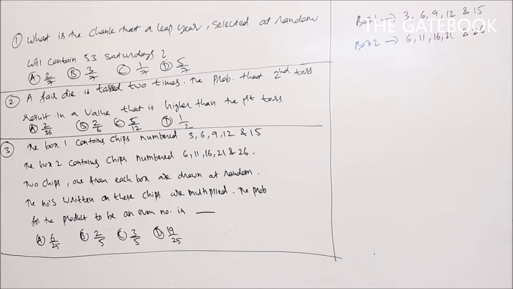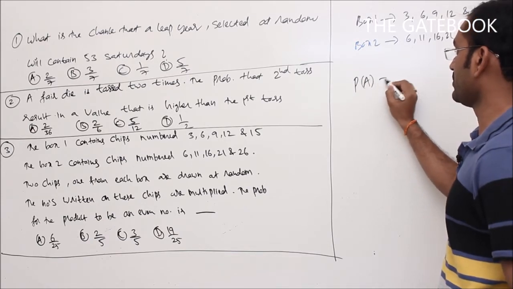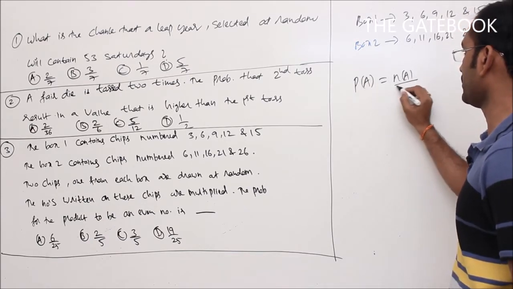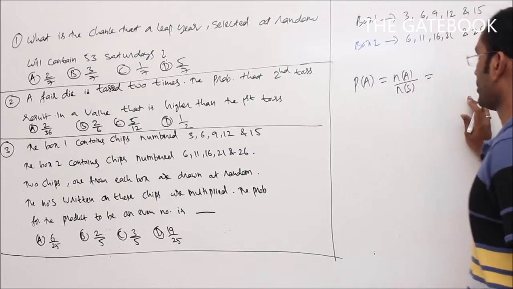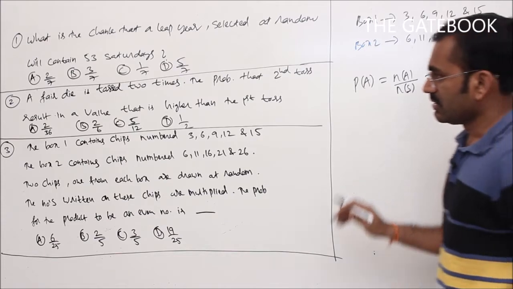26. Now we have to draw one from box 1, one from box 2. So here, what is the required probability? Let us say P of A is the required probability. P of A is equal to N of A by N of S, number of favorable cases by total number of possible cases. What about the total number of possible cases here?